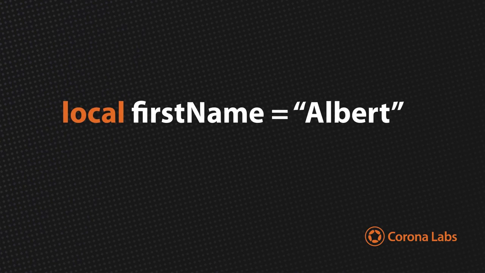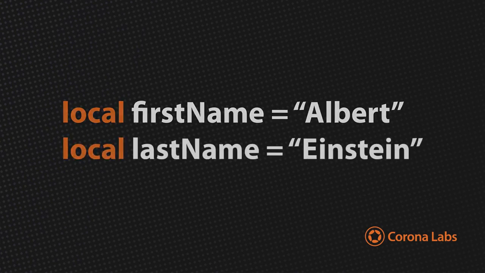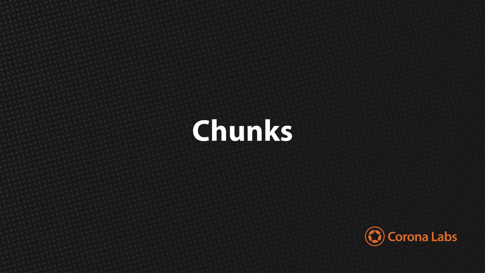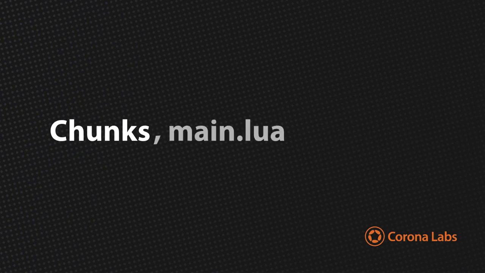scope. As we saw in the variables video, local variables are declared by simply typing the keyword local in front of them, like this. In Lua, this creates two local variables of the type string. If you wanted to create these as global variables, you would simply declare them without the leading local keyword, as follows. Before we move on, let's talk briefly about chunks, main.lua, and functions.